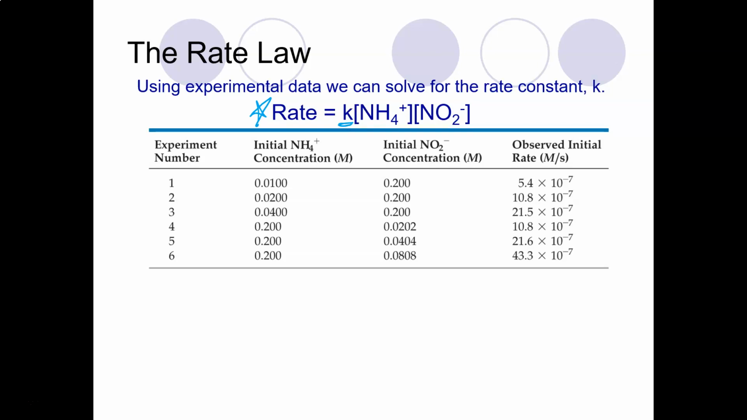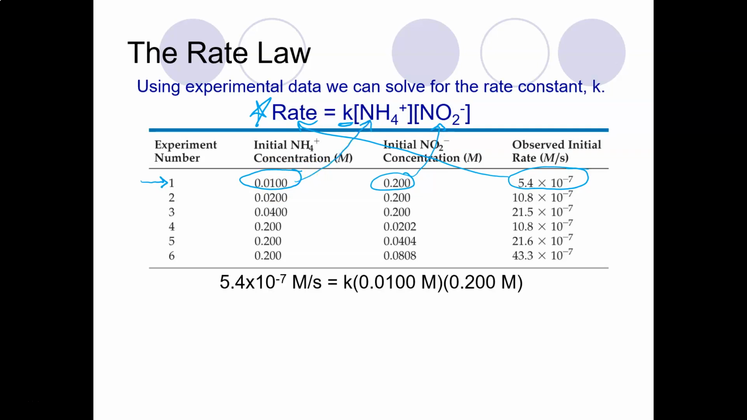To do that, you're just going to pick one of the 6 experiments. I always pick experiment 1, just because I'm afraid if I go further down the table, I'm not going to read straight across the table, which is a silly fear. But anyway, that's the experiment that I'm going to go with. I'm going to take the rate from experiment 1, put it in the rate spot. Put the nitrite number for experiment 1 in the nitrite spot. Put the ammonium number in the ammonium spot. And then solve for K. So that's where these numbers came from.